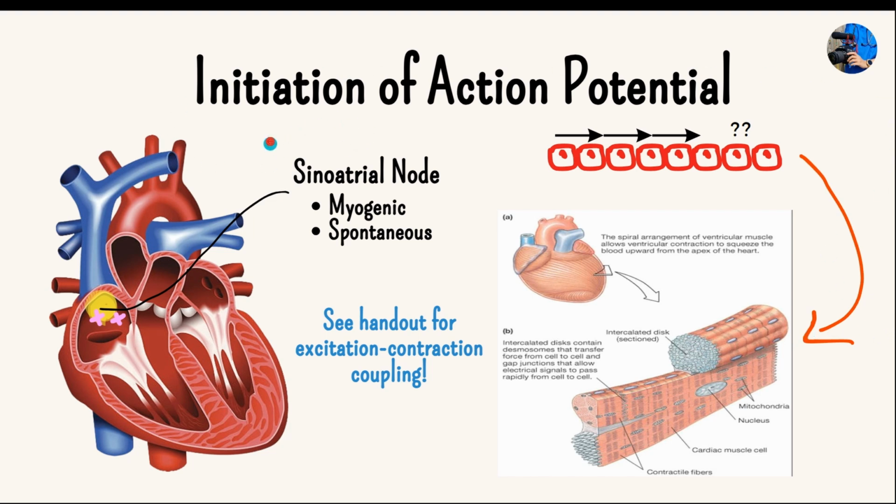Now, the initiation of the action potential actually starts at the sinoatrial node. And the sinoatrial node is this little region of the heart in the right atria. And the very cool thing is that the heart is myogenic, meaning it produces its own action potentials. It doesn't need any input from the brain as such. And it's also spontaneous, so it does it when it wants to. It kind of has a mind of its own, which is a bit scary if you think about it. But the heart has been beating since before birth, all the way up until we pass away. So this is really quite a miracle.